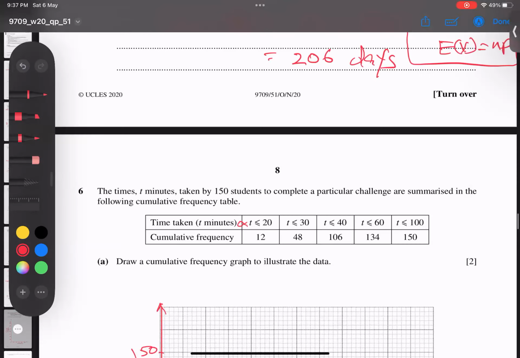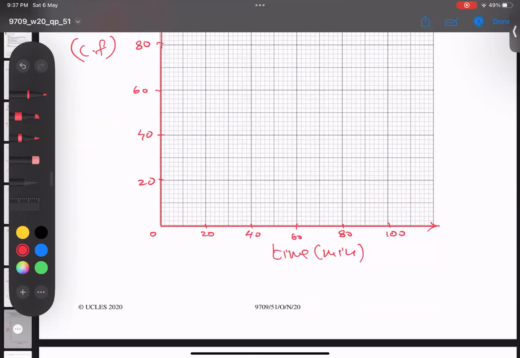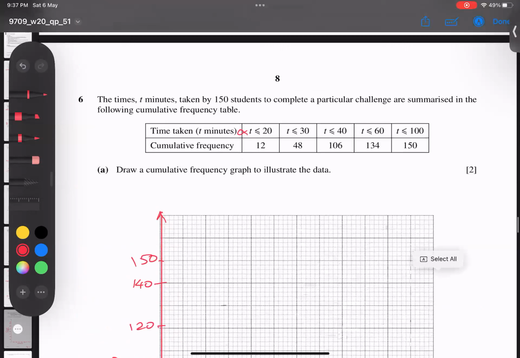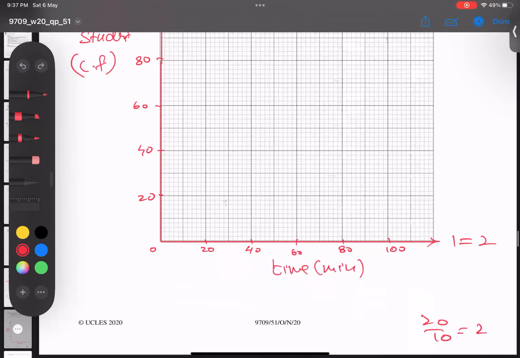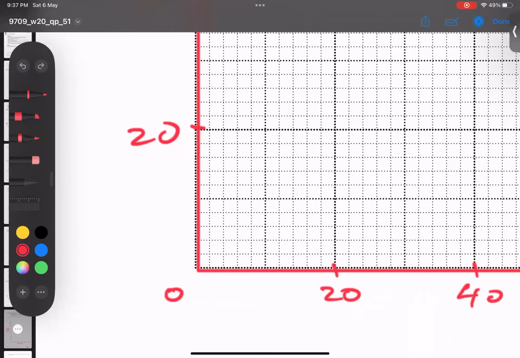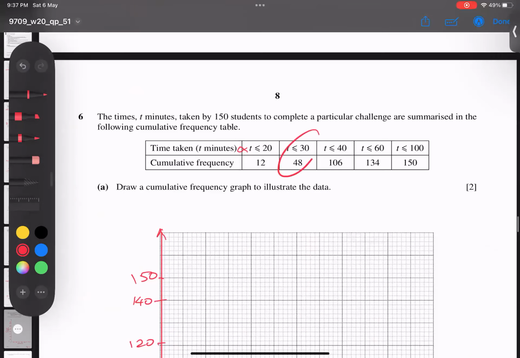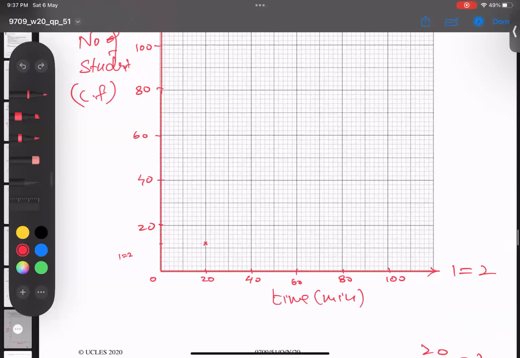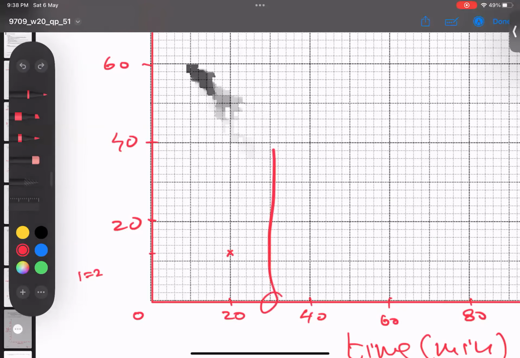All right students, let's start. But before we start, the scale you must know: 20 by 20 by 10. So one small box is 2, not only along the x-axis, even the y-axis. Make sure. Now I can make a scale and start. So 20 and 12, 12 along the y-axis and 20 along the x-axis. Where's 12? 10, and as I said, 1 box is equal to 2. So this point is very clear. The next point is 30, 48. So 30 is here and 48 is here.